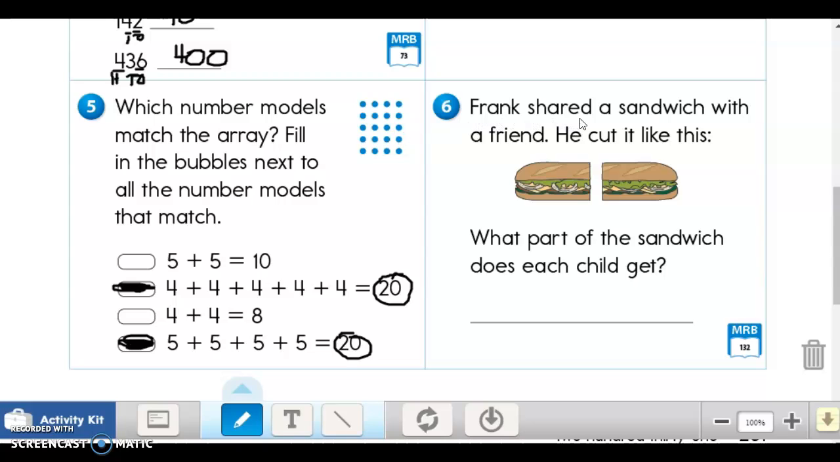Number six, Frank shared a sandwich with a friend. He cut it like this. Which part of the sandwich does each child get? They each get one half.